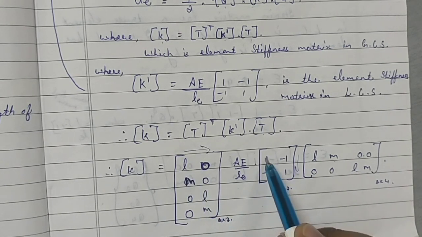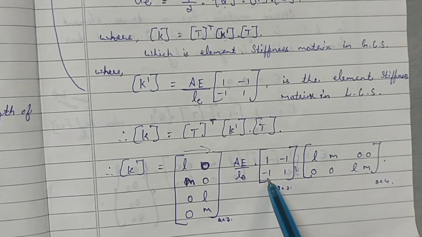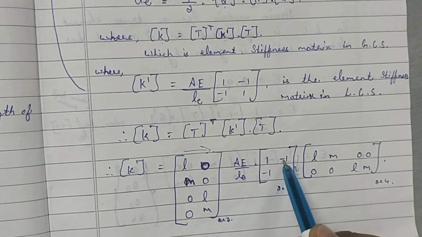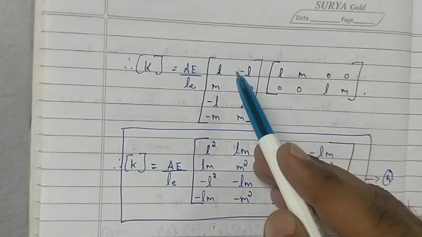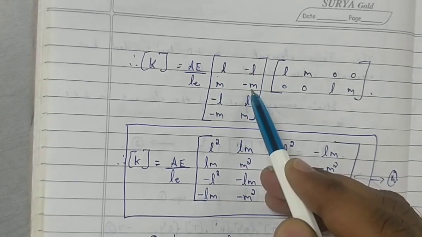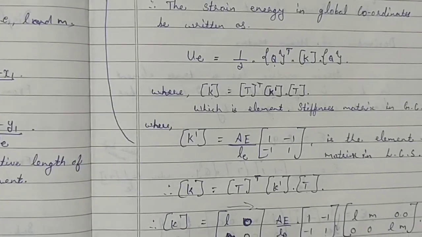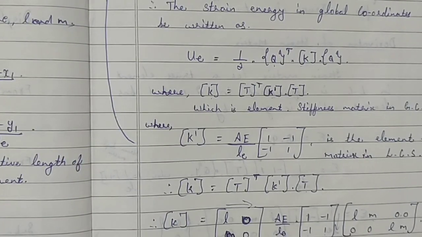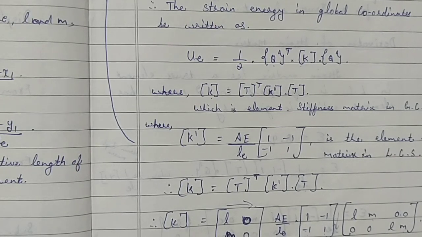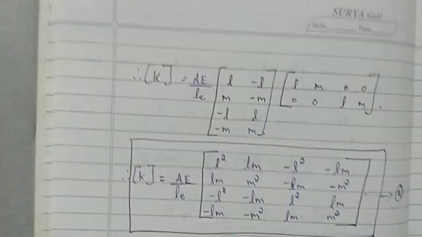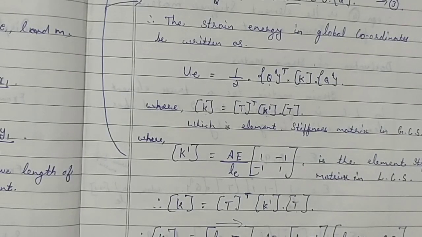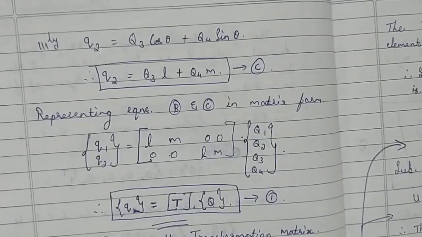L into 1 is L, 0 into minus 1 is 0. Next, L into minus 1 is minus L, 0 into 1 is 0. Like that you keep multiplying: L, minus L, M, minus M, and so on. M into 1 is M, 0 into this is 0, M into minus 1 is minus M. If you multiply everything, you will get this matrix, and the other matrix stays as it is from the previous step.